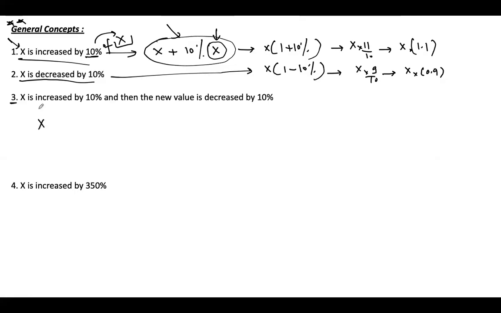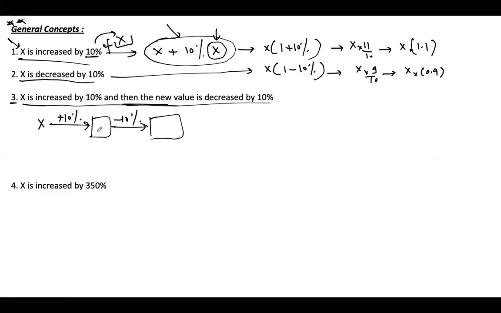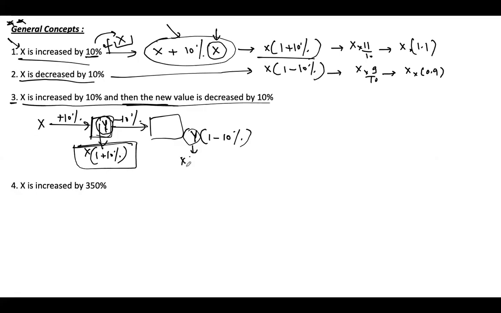Challenge in this, let's say, always visualize, try making a diagram. X is increased by 10%. Some value came. And then the new value is decreased by 10%. What will be the value of this? As we have already found out, x increased by 10% would be x into 1 plus 10%. Now this whole value, you consider as y, for example. This value is decreased by 10%. Can I write the value of y into 1 minus 10%? And what is the value of y? X into 1 plus 10%, into 1 minus 10%.